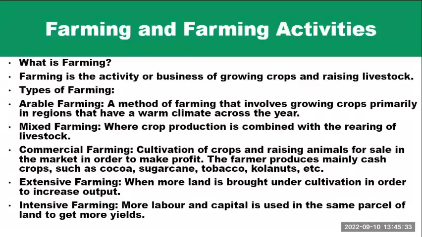But then intensive farming is the opposite. Here, more labor and capital is used on the same farmland, the same parcel of land. You only increase labor and you increase capital to get more yields. So that's the difference between extensive farming and intensive farming. In extensive farming, you increase the quantity of land. In intensive farming, you use more labor and capital, but on the same parcel of land.